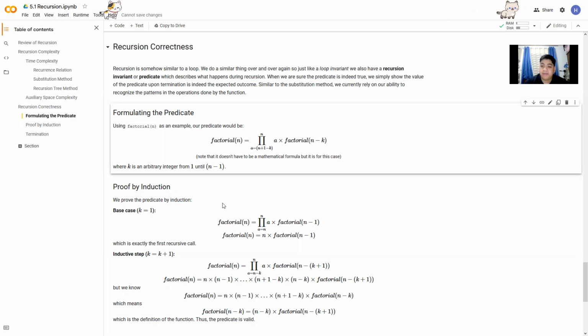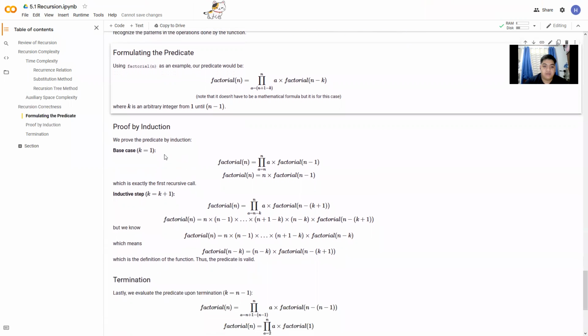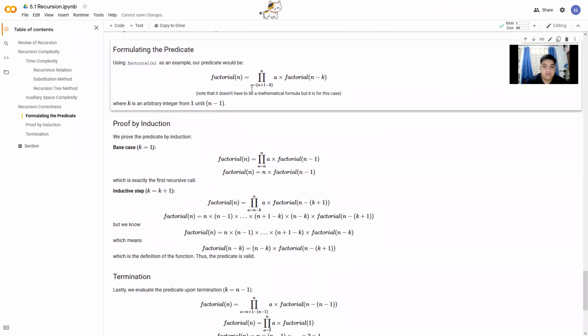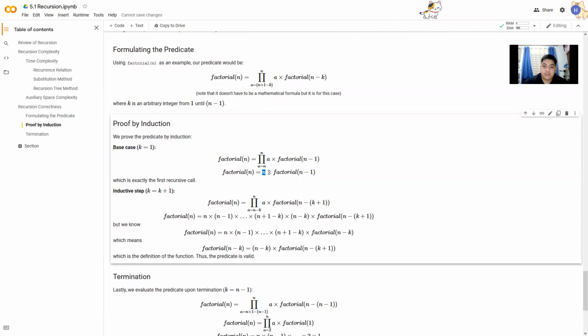So we prove the predicate by induction. We start with the base case at k equals 1. So at k equals 1, the term at the bottom simplifies to just n. So our product is just n. And then we substitute 1 for k. So it becomes n times factorial of n minus 1, which is exactly our definition of the function, which returns n times the factorial of n minus 1.